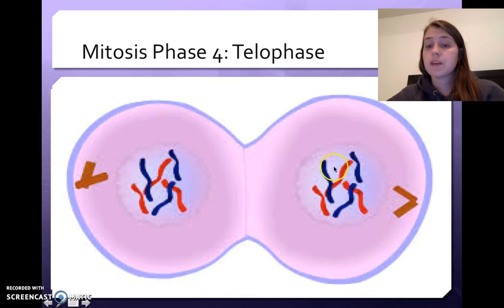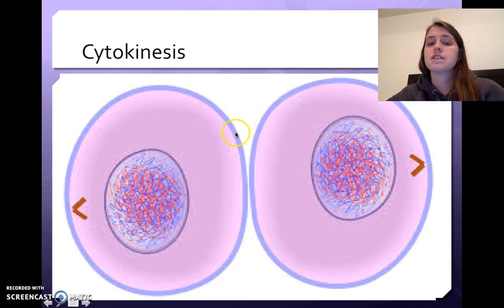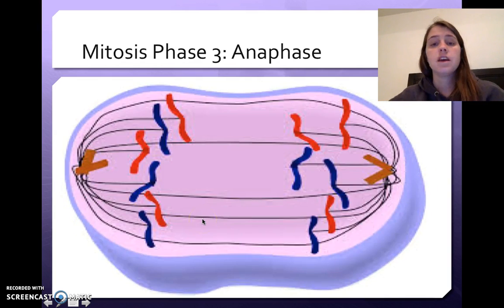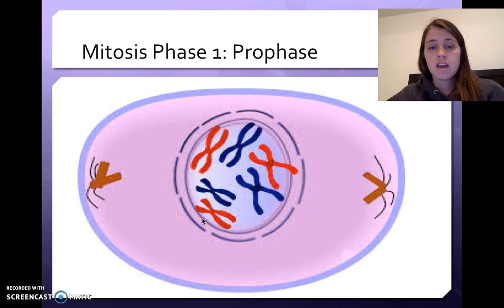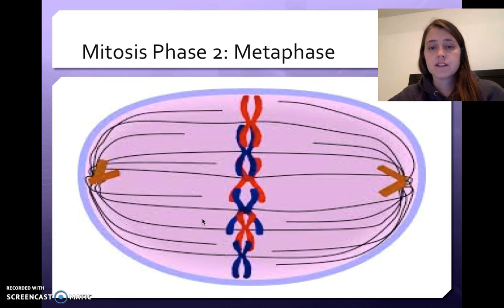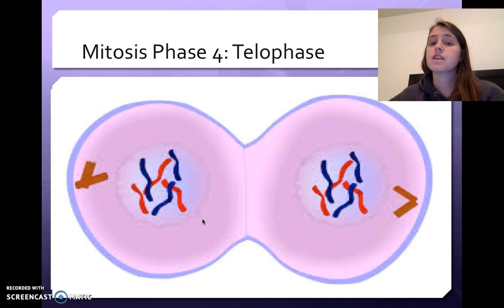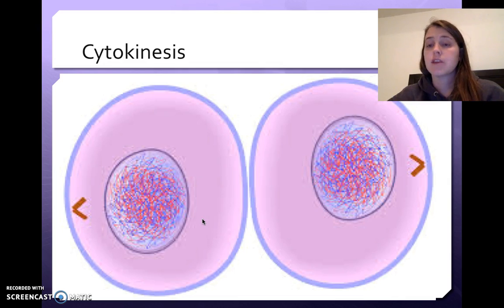We've got our nucleus that begins reforming around our new DNA. And the cell is pinching even more, and then cytokinesis, the cell membrane splits, or the cytoplasm completely splits and we have two new cells. So we'll watch that one more time. Interphase, mitotic prophase, mitotic metaphase, mitotic anaphase, mitotic telophase, and cytokinesis.